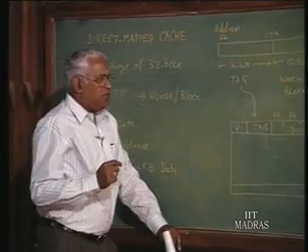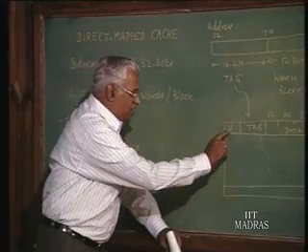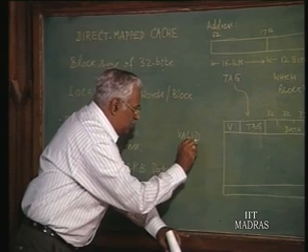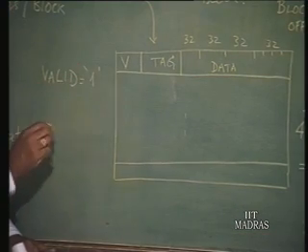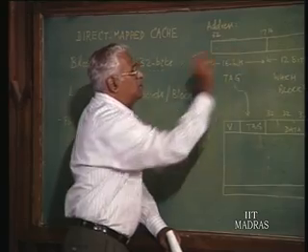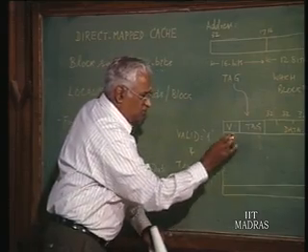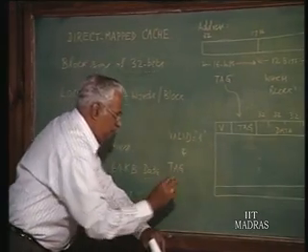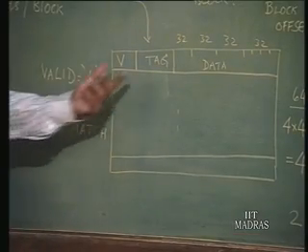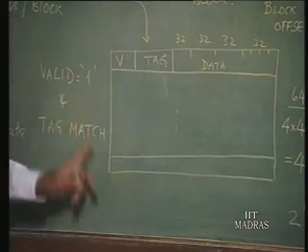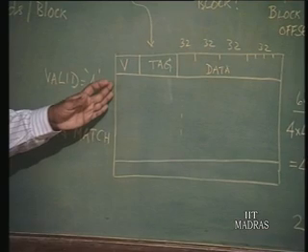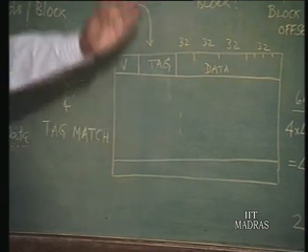So, what is called a hit now? If the valid bit is 1, and if the tag field of the given address and the contents of the given block match, because what we have here is the cache content, this part is the data, this part is the tag and valid. We will work out shortly the size.